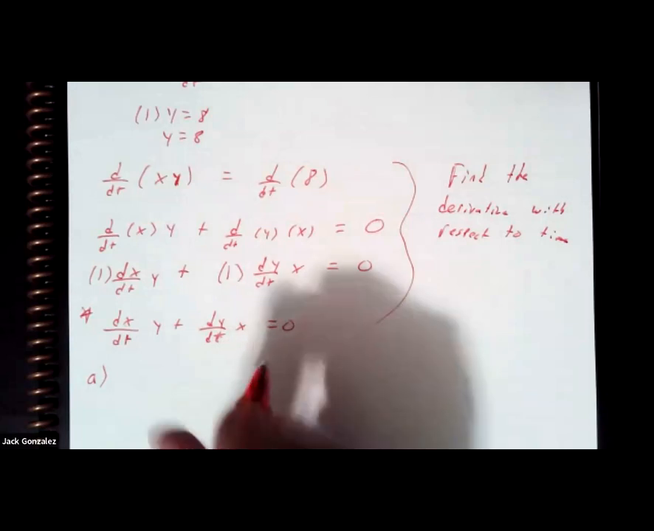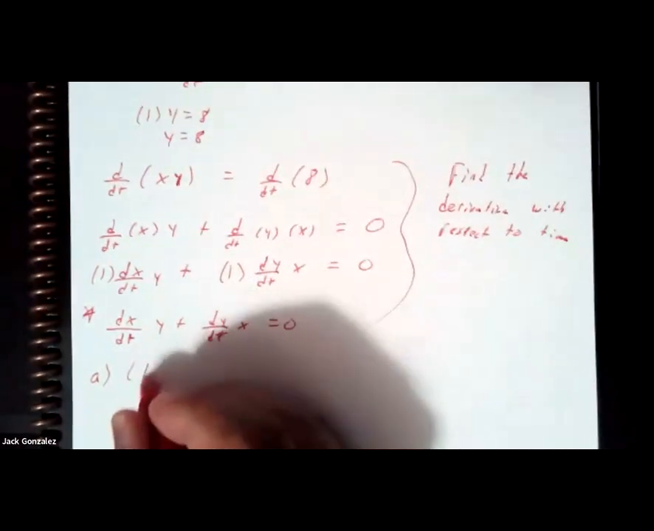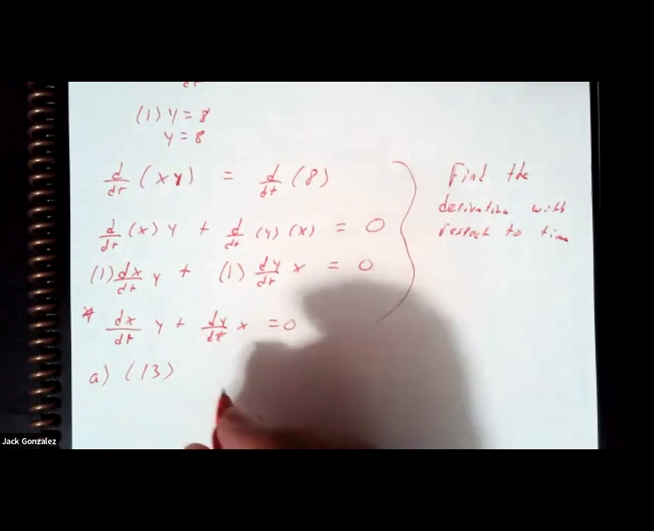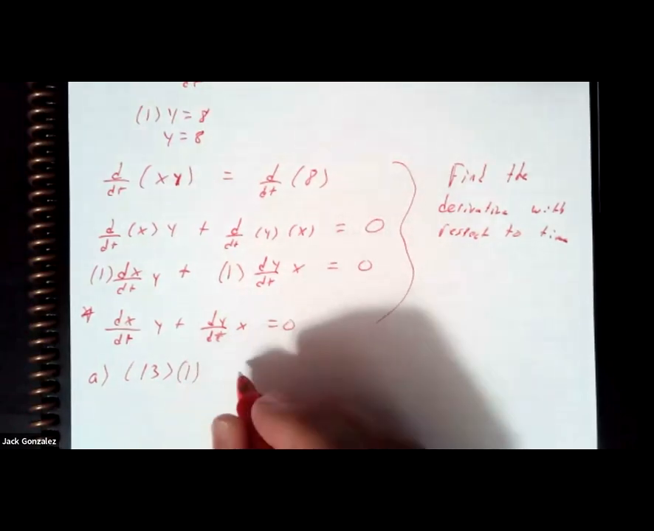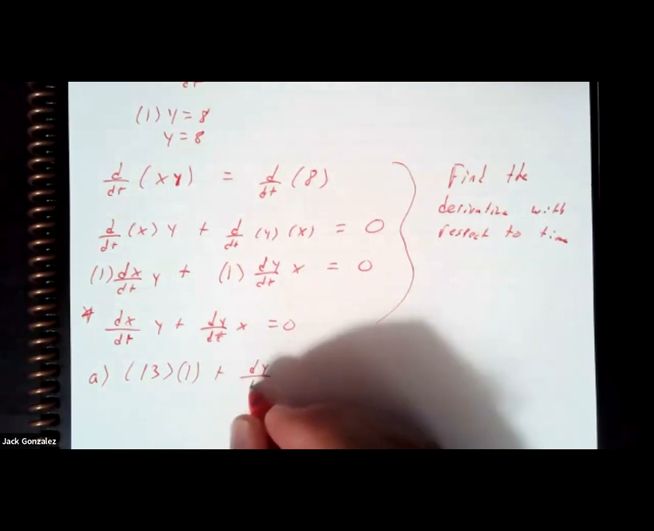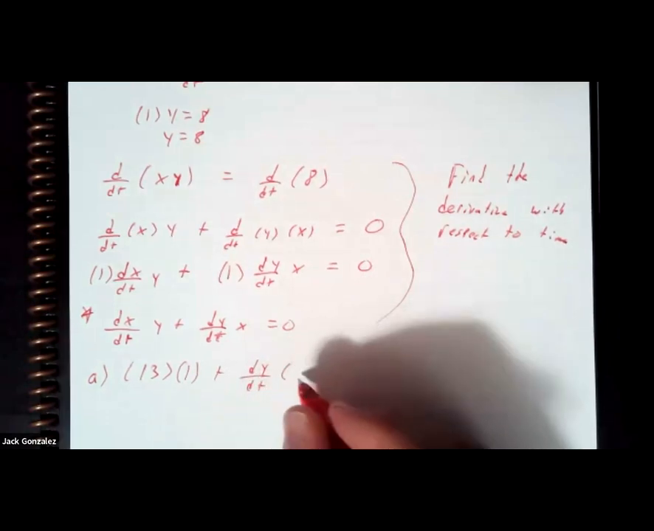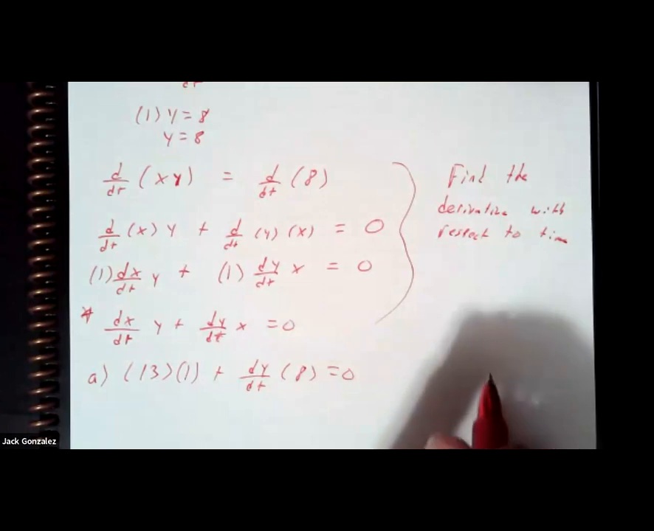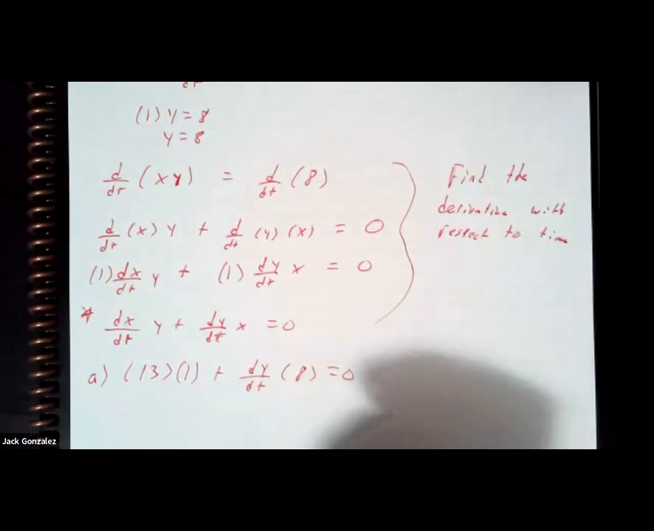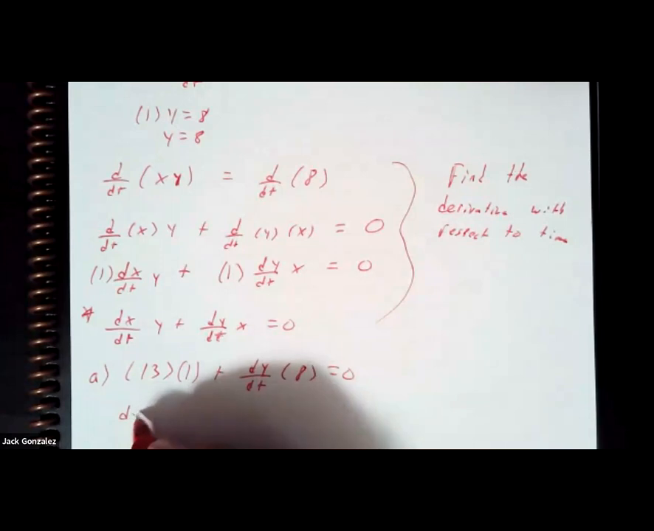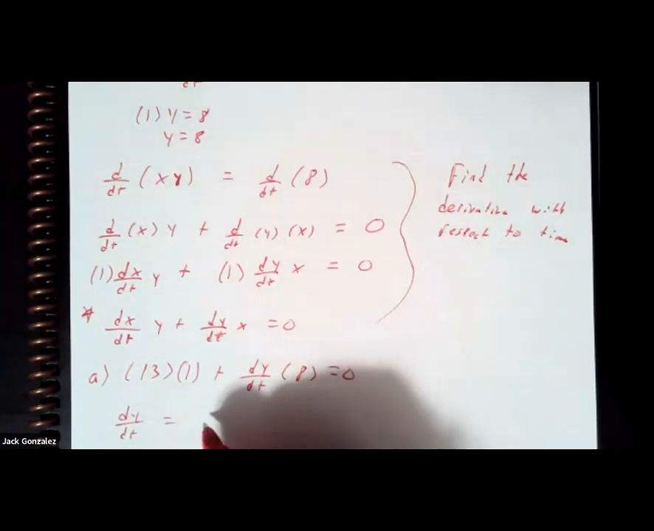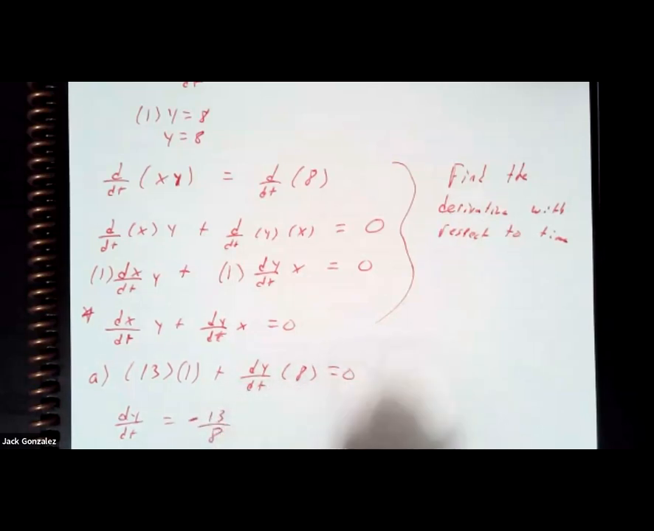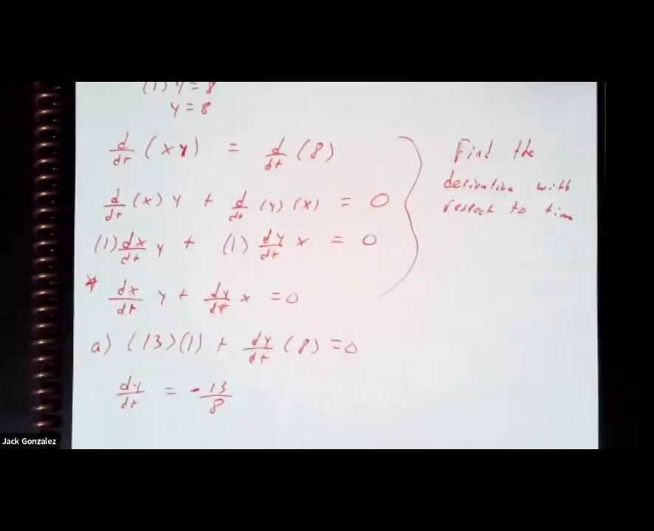So dx dt is equal to 13. y is equal to 1. They want dy dt. x is equal to 8. So do your algebra and you'll have dy dt equal to negative 13 over 8. I skipped the algebra step. Are there any questions on part A?